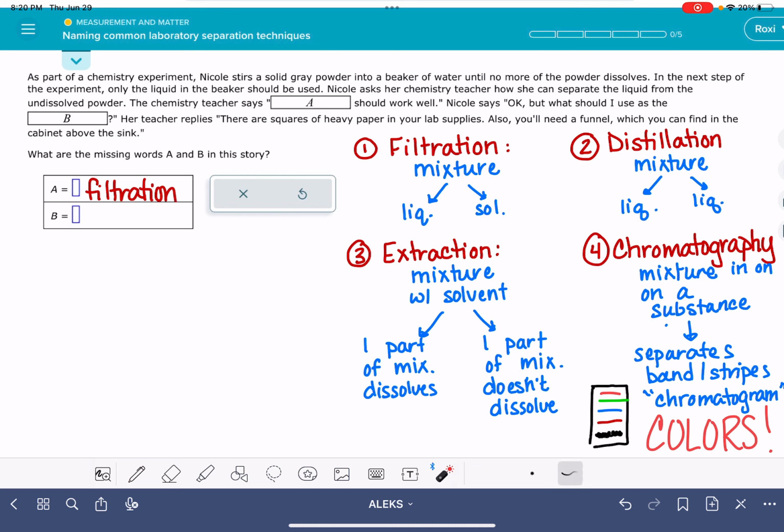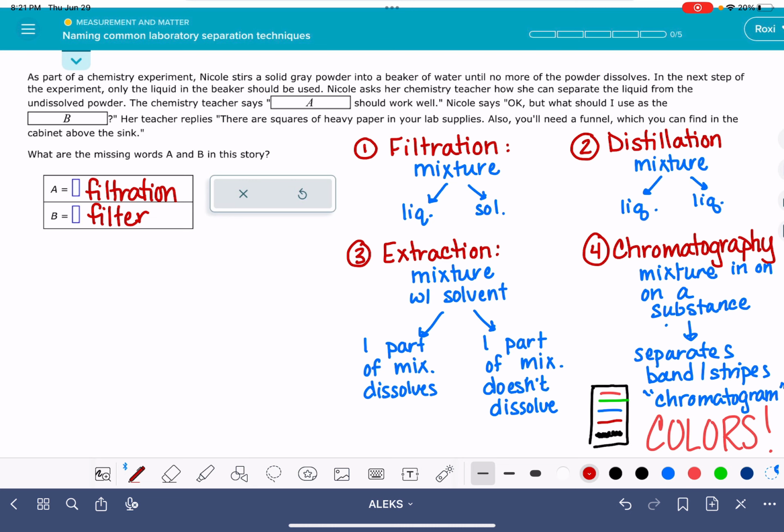And then it's going to ask us one more question, just with the vocabulary pertaining to filtration. What should I use as the filter is what is the word that we're looking for. So filtration uses a filter.